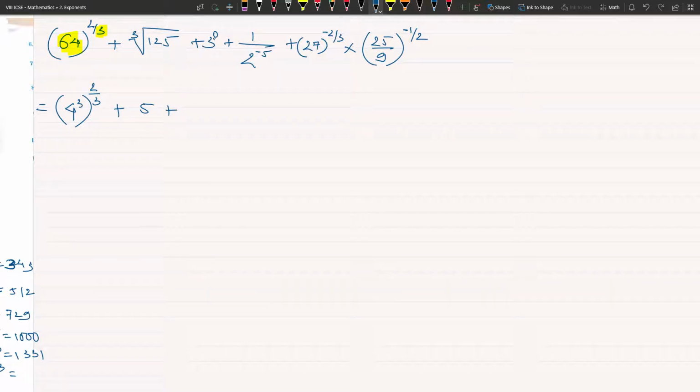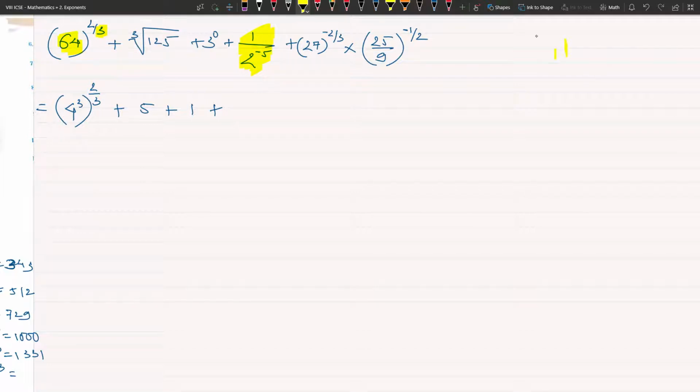Plus 3 raised to 0. How much? So 1. Okay. Now what will you do with this 1 upon 2 raised to minus 5? And what will it become? 2 upon 1.